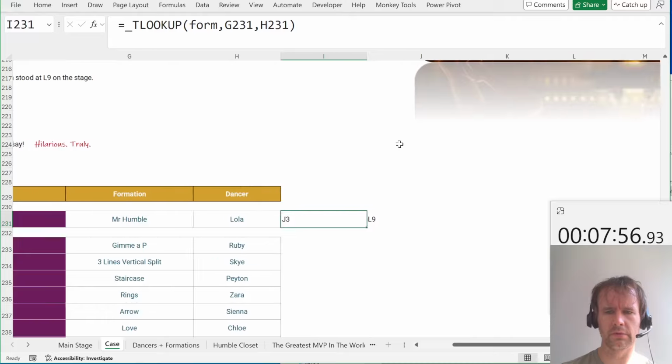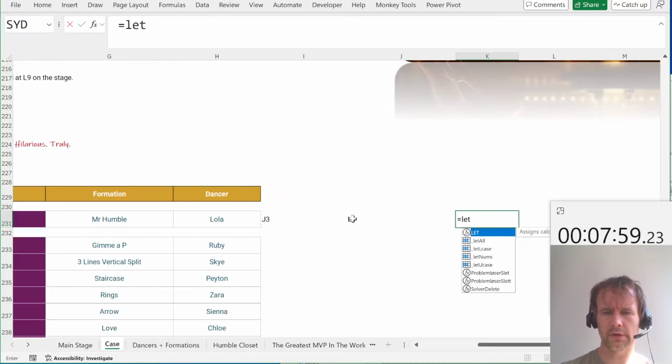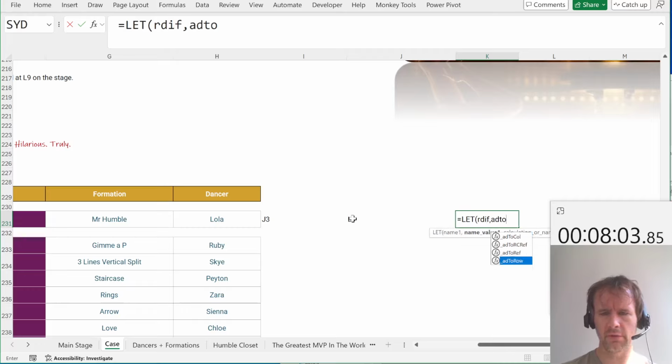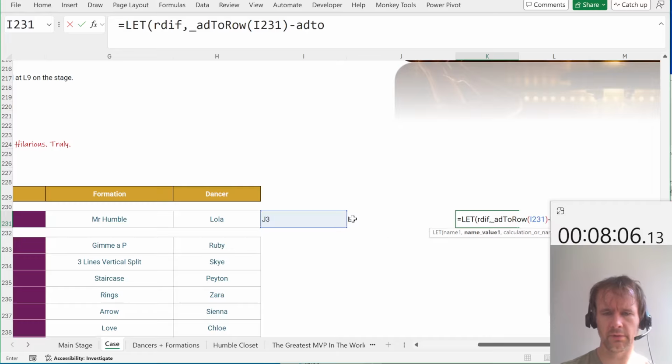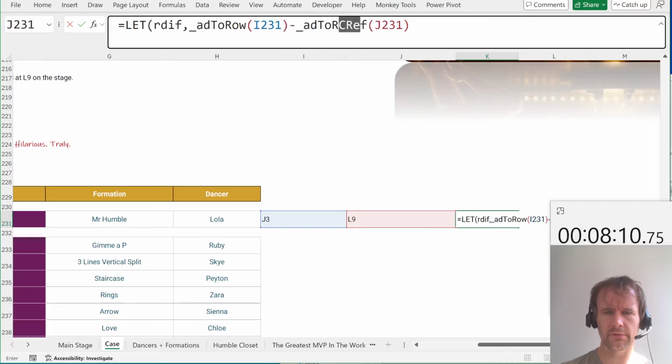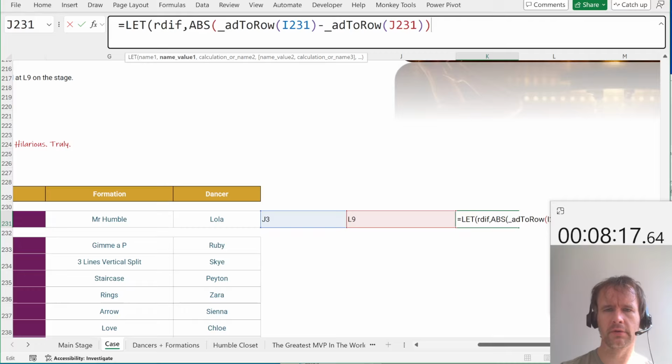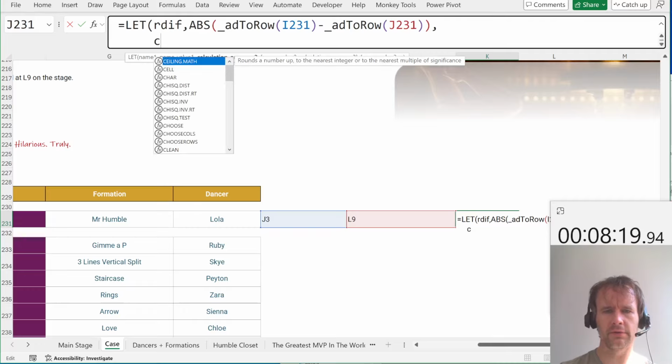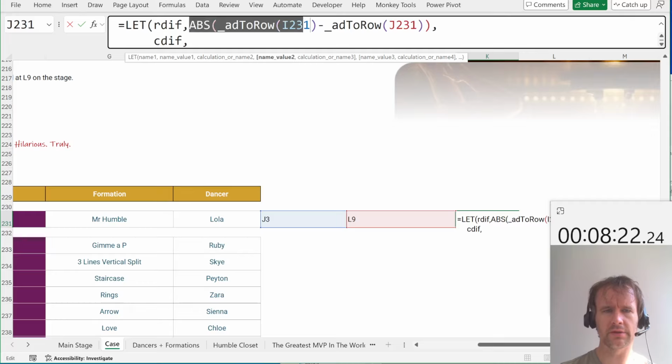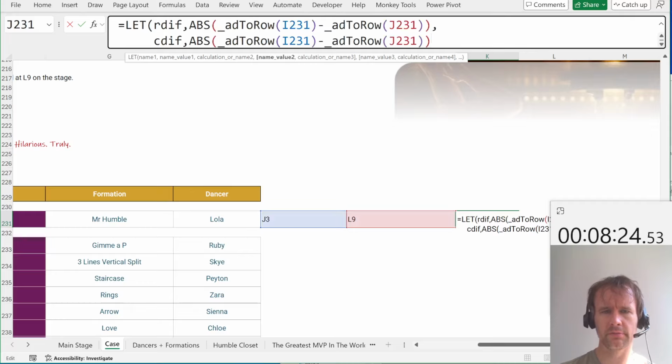So we'll do let rdiff be add to row of this minus add to row of that. No, not rcref, add to row. I have too many functions. And I guess I'll take the absolute value of that. And cdiff be the same thing, but for columns. Sorry, change this to col and change this to col.